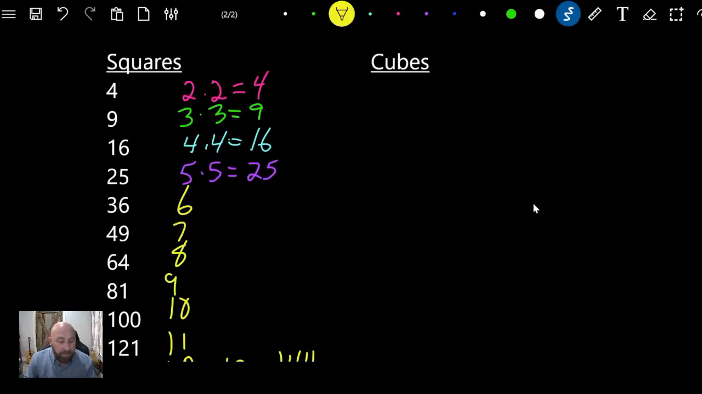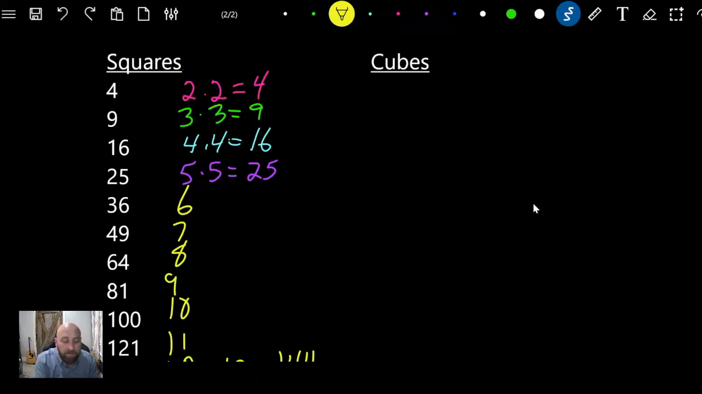What does perfect mean? It means it comes out to an even answer, okay? So 2 times 2, 4. 3 times 3, 9. It keeps coming out to what's called whole numbers. All right, so let's talk about these ones over here.